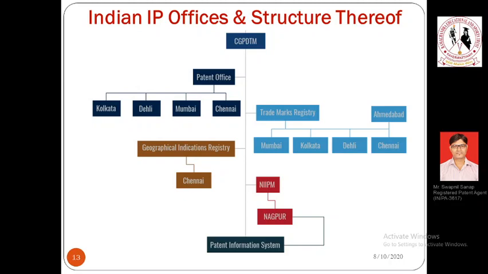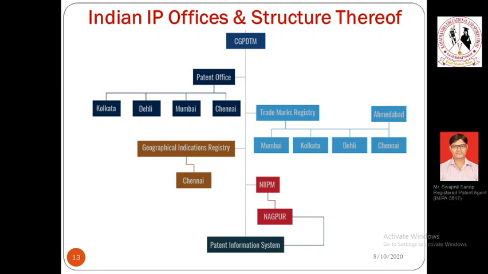Similarly, people in Andhra, people in Chennai, people in any south jurisdiction can file their patent in the Chennai patent office. Whereas any people who are not part of these jurisdictions, that is Delhi, Mumbai and Chennai, can file their application by default in Kolkata.